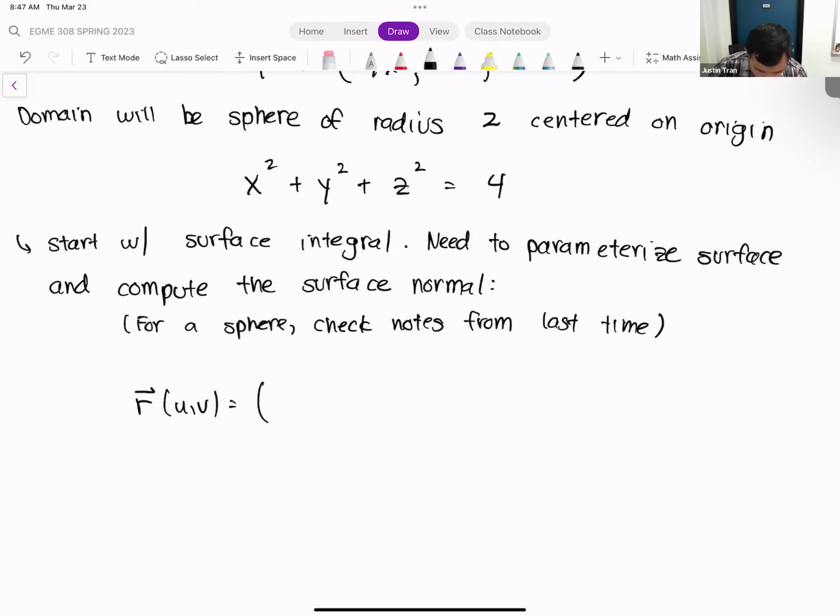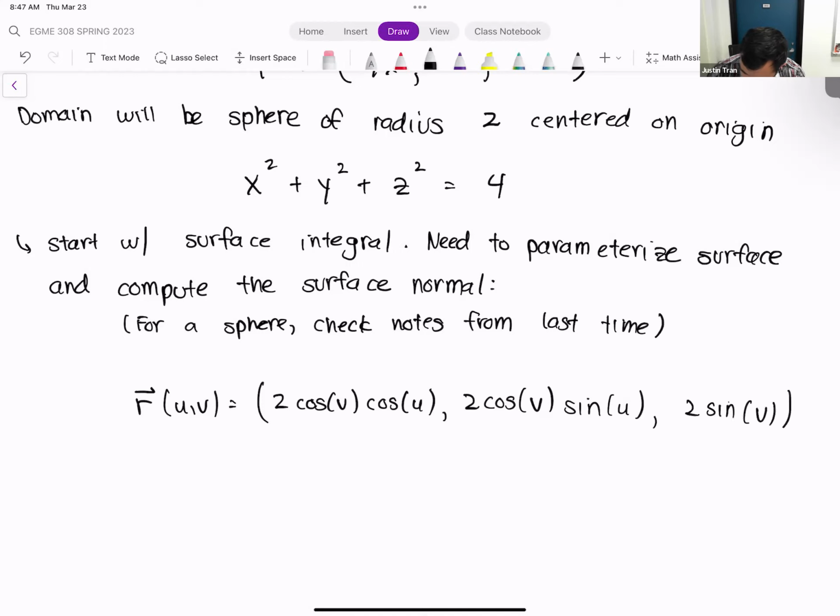This is equal to, and keeping in mind that we have a radius of 2 for this sphere, it's going to be 2 cosine v sine u, 2 cosine v sine u, 2. So we're fortunate in this case, well, fortunate and unfortunate, that we already went over the parameterization of a sphere, so you don't have to go through that. The unfortunate thing is that this parameterization is not the easiest to work with because we have a lot of sines and cosines in there.